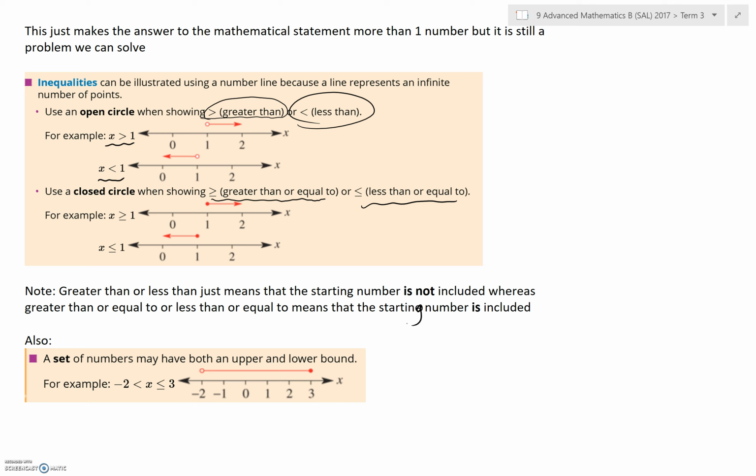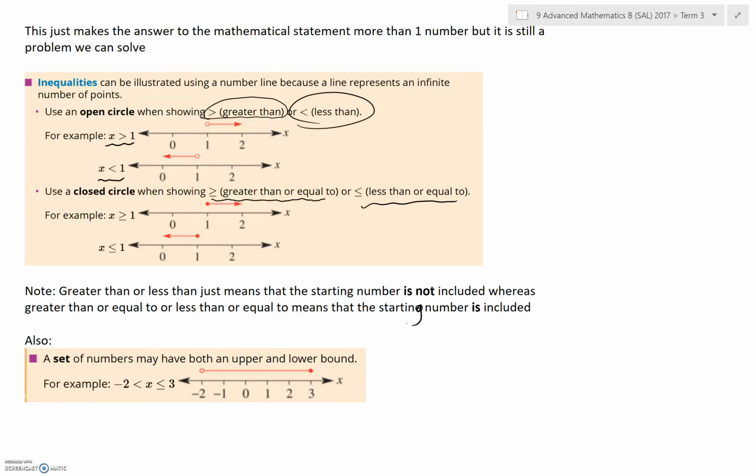Now, we could also have an inequality that has a bottom answer and a top answer. So when we've got a set of numbers that have both an upper and a lower answer, you would plot it in this way. So for example, we've got -2 is less than x, and x is less than or equal to 3.